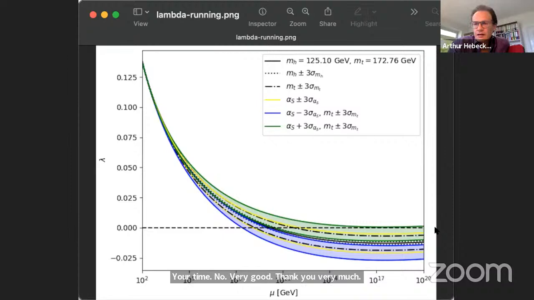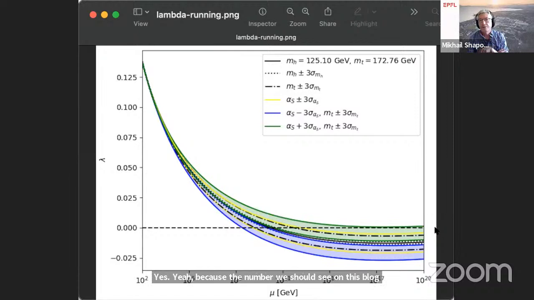Yes. Because the number which I see on this plot is 172.76, which is indeed an official number from the Particle Data Group. The plot which I showed to you is based on this year's CMS published paper, in which the top quark mass is 1 GeV smaller. And this moves everything up.